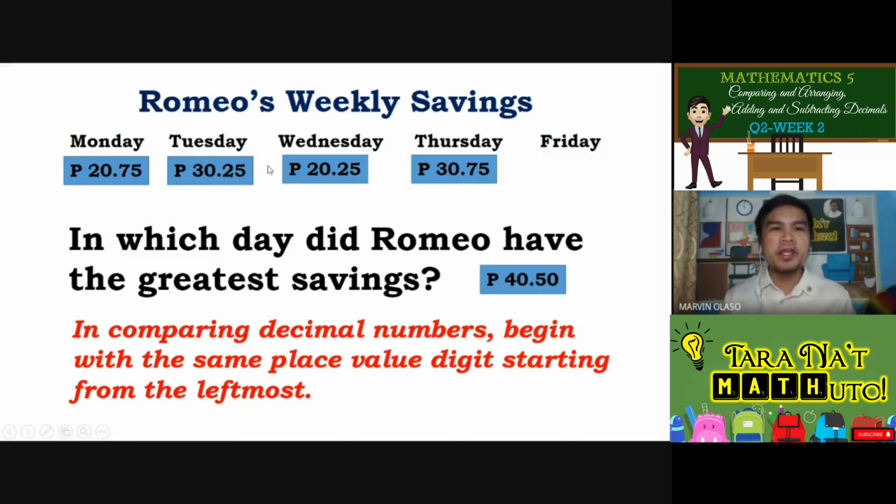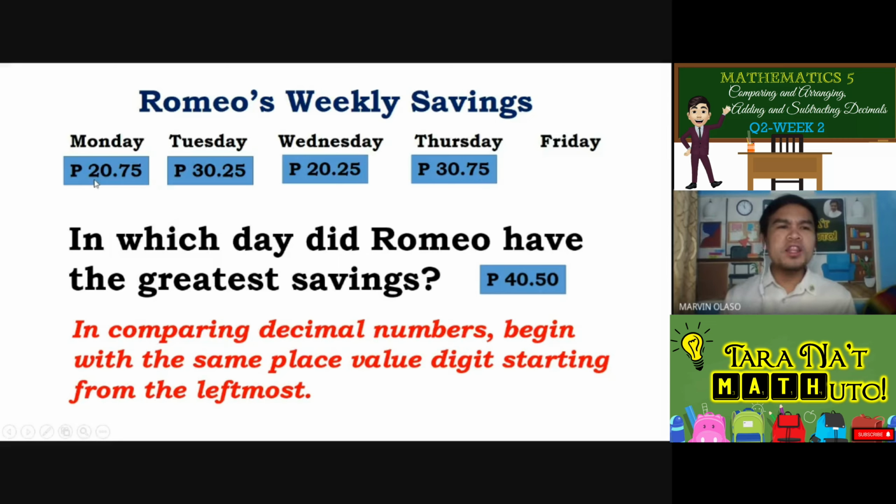Another, we have Tuesday and Thursday. Let's compare. Since they have the same value in the whole number, look at again the tens place. We have 2 and we have 7. Therefore, Thursday is greater than Tuesday, or Tuesday is less than Thursday. So that's it. That's how we compare the numbers.